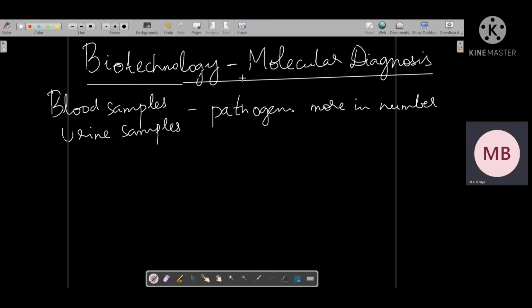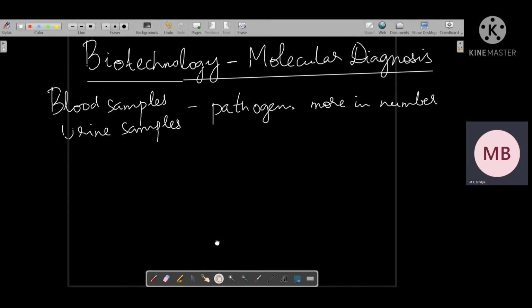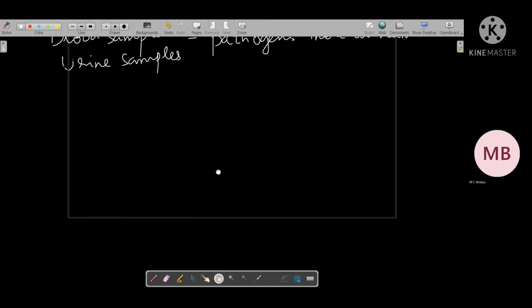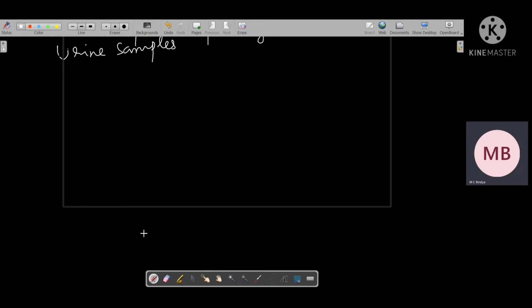But by the time the pathogen number increases, the treatment will not be that successful. It is better if the disease is diagnosed initially so that treatment can be given faster. That is the molecular diagnosis method. For example, one of the molecular diagnosis methods is using PCR. PCR means polymerase chain reaction.